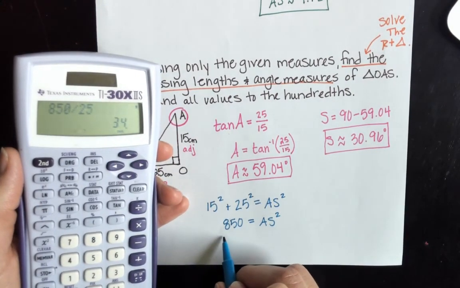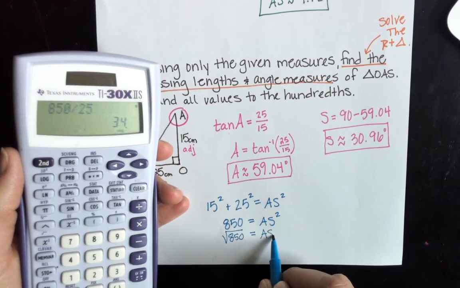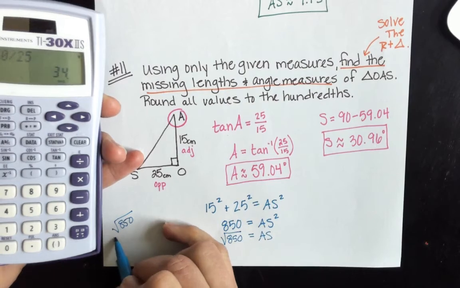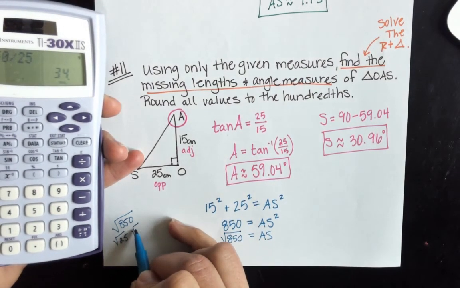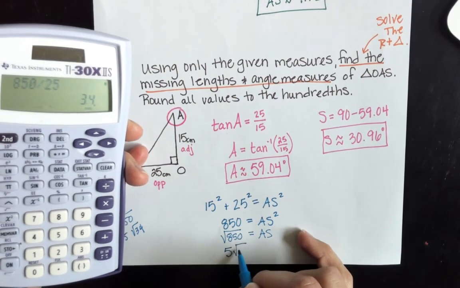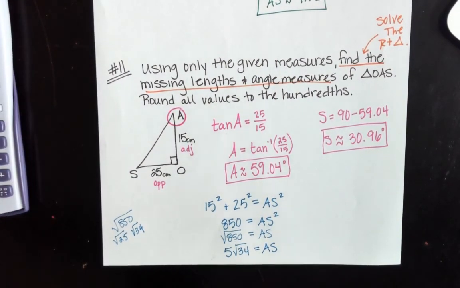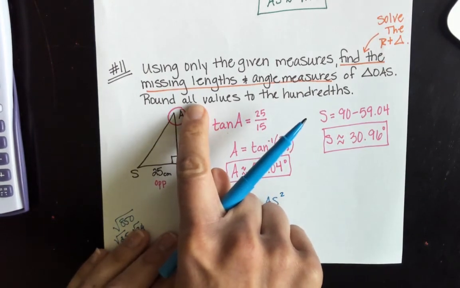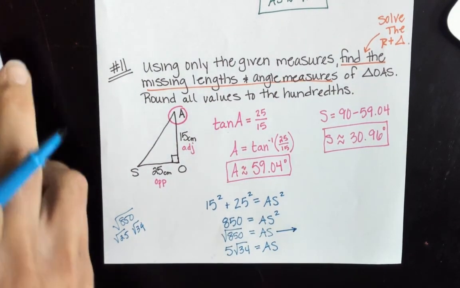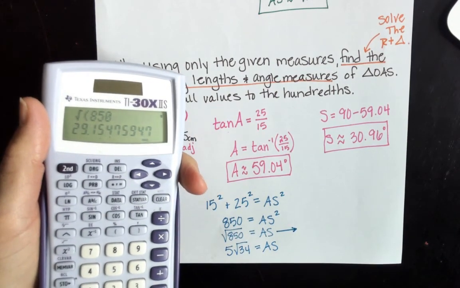So when I take the square root of 850, if I have to, 850 will break down into the square root of 25 and the square root of 34. So my answer is 5 radical 34 is equal to AS. So that's what we've grown accustomed to doing. It says round all values to the hundredths. So right away, you can take the square root of 850 and again make sure that you are rounding, and it does stay at 29.15.